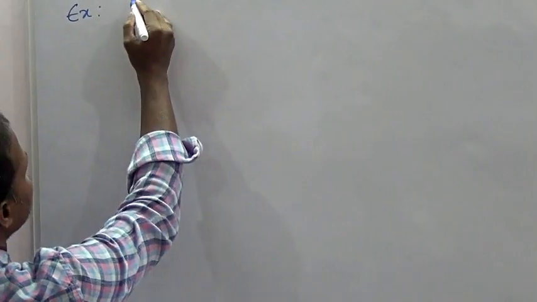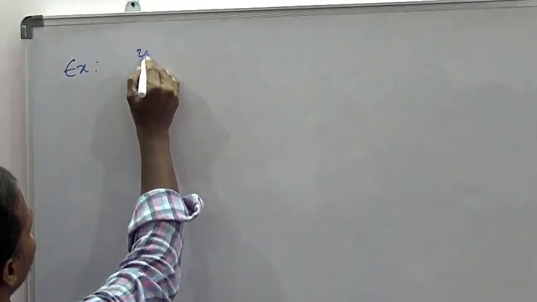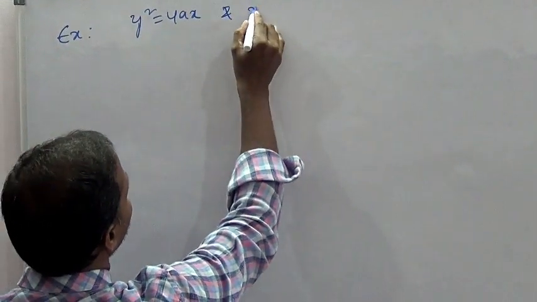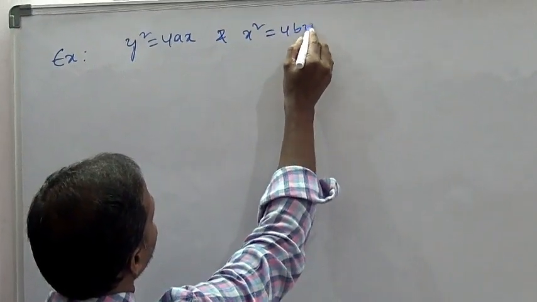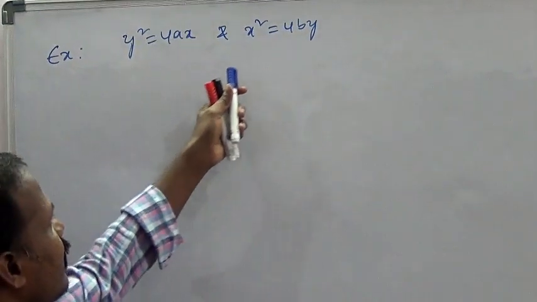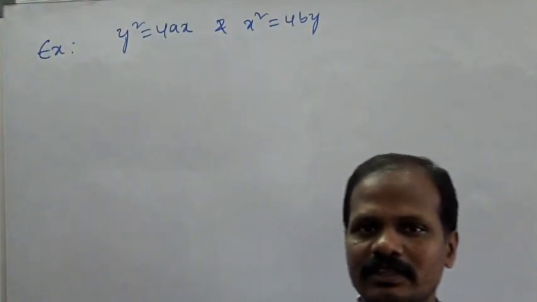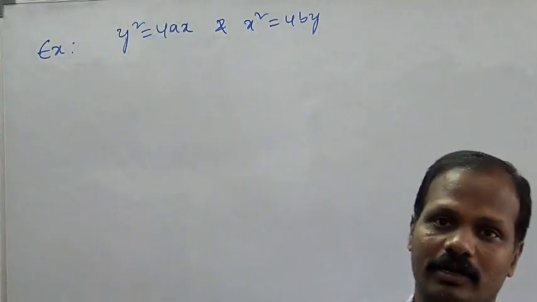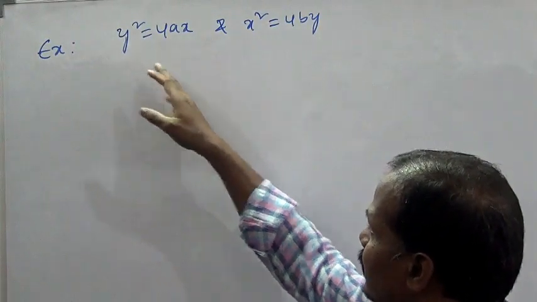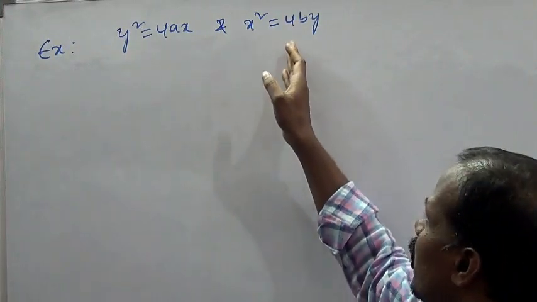Okay. So next problem. Find the area between the curves y square equal to 4ax and x square equal to 4by. To find the area between these two curves, actually these two are parabolas. Yes or no? This is a parabola, this is also a parabola. This is a right-opening parabola, this is an upward-opening parabola.